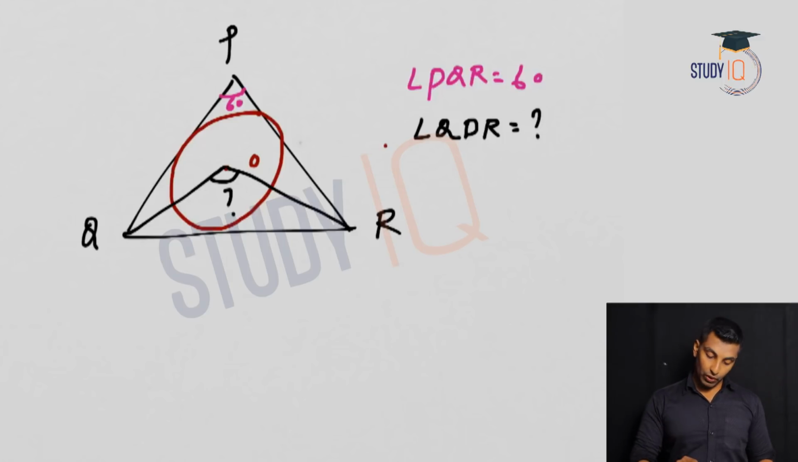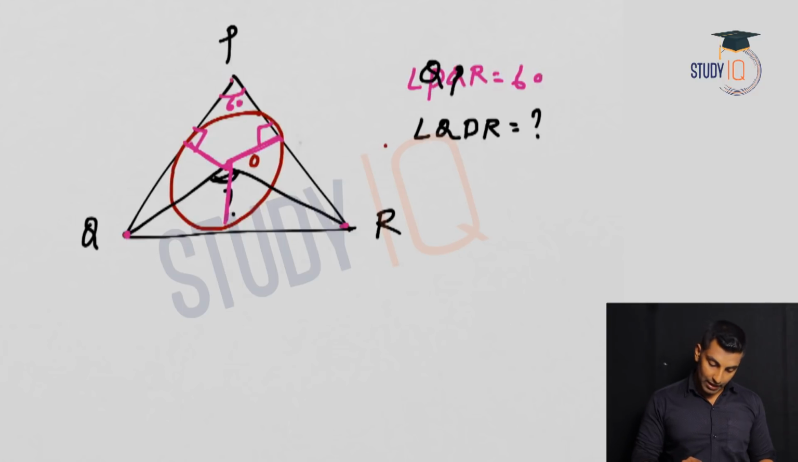So O is the incenter, QPR is given as 60, then QOR is what you need to find out. Here again you can see 3 points outside the circle, and from each point you can see 2 tangents. The moment you see tangents, you need to combine it with the radii. You can join here, here, and here, because that is the center. When you combine it with the radii, you will get this angle as 90, this angle as 90.